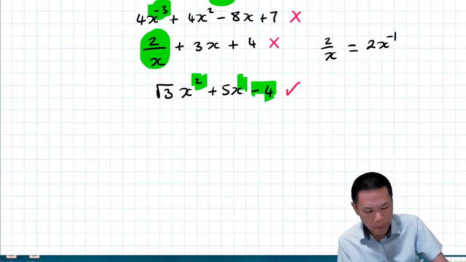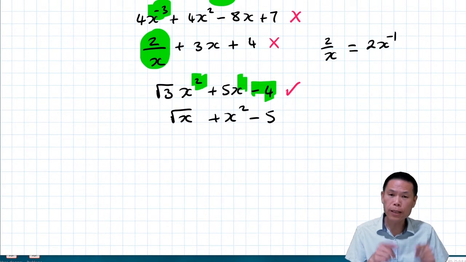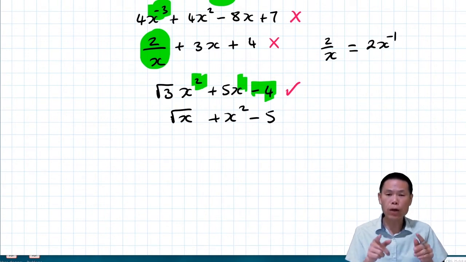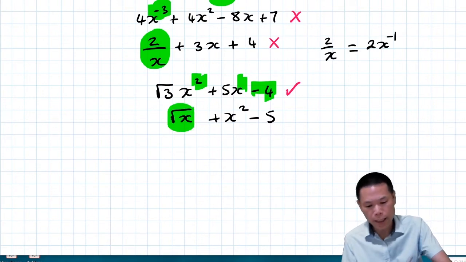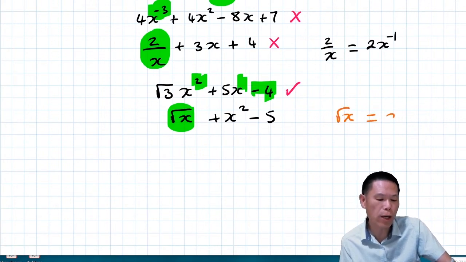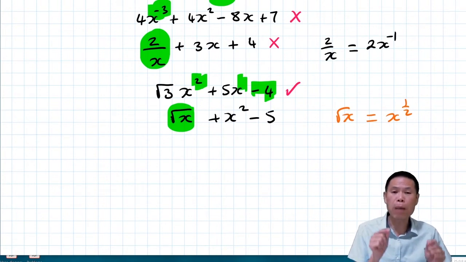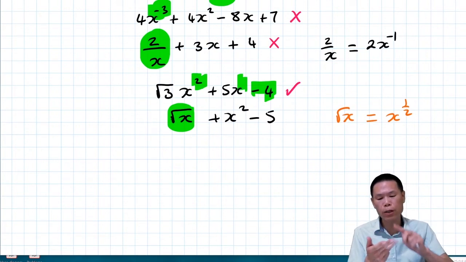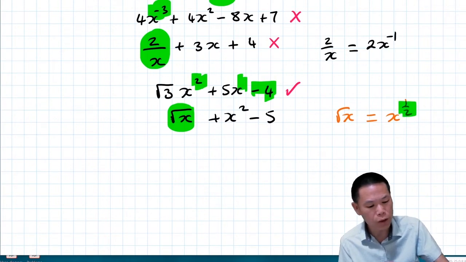How about this one here? We have square root of x plus x squared minus 5. Is it a polynomial or not? That's right, it's not a polynomial, because we have the square root of x. Square root of x is equal to x to the power of a half. Remember, in order to be a polynomial, x must be to the power of a whole number: 0, 1, 2, 3 and so on. But in this case it's a power of a half, so it is a fraction. Therefore, it is not a polynomial.